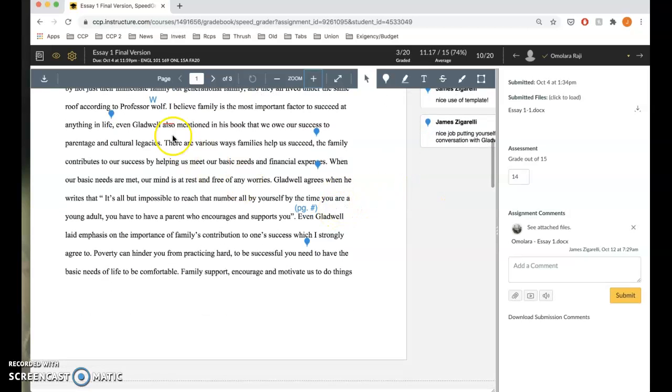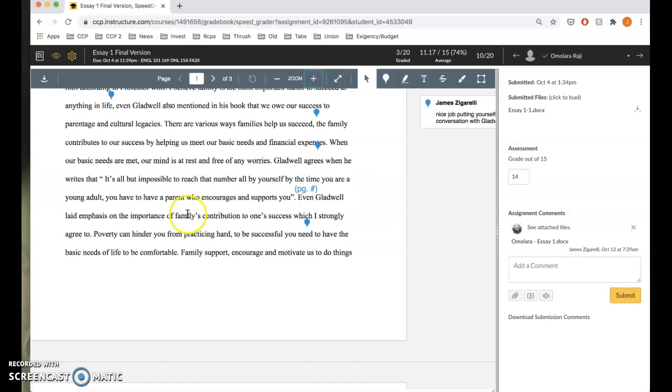There are various ways families help us succeed. The family contributes to our success by helping us meet our basic needs and financial expenses. When our basic needs are met, our mind is at rest and free of any worries, right? So this is all her idea, and then she goes, Gladwell agrees when he writes that, right? And now she's got textual support from Gladwell. It's all but impossible to reach that number all by yourself by the time you are a young adult. You have to have a parent who encourages and supports you, right?